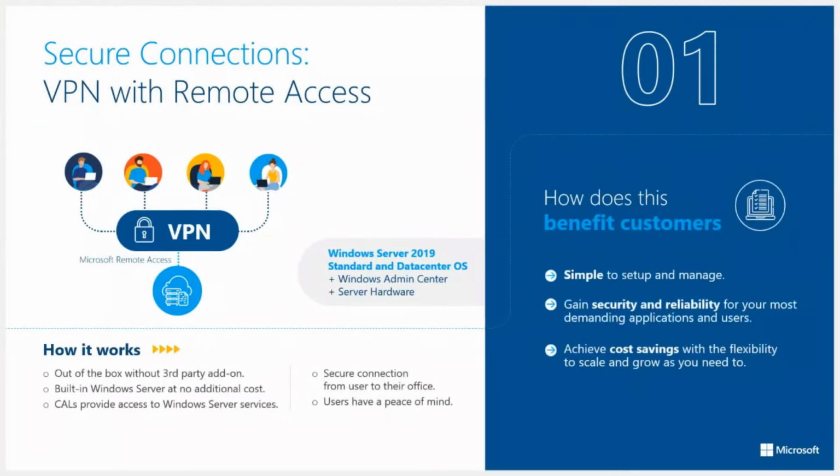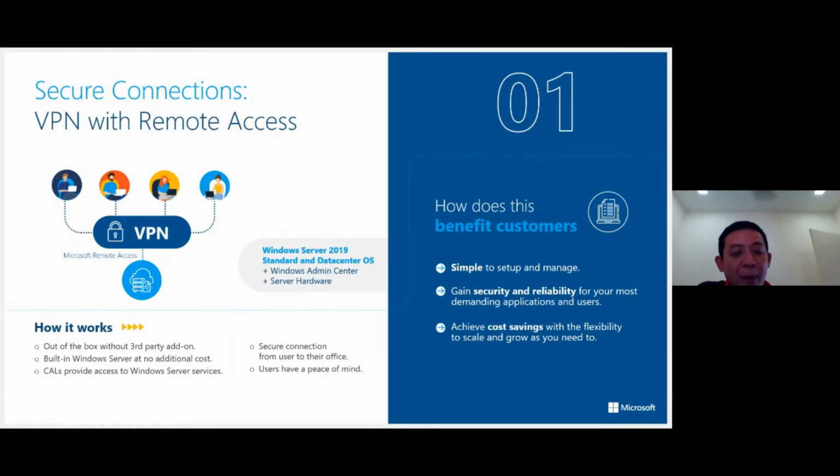First, we typically look into a VPN solution. Microsoft Windows Server 2019, and since the old days of Windows servers, already comes with the Microsoft Remote Access services feature built in without any additional cost. You can just turn on your Windows server and enable the feature, and you're ready to manage your applications and provide your users access to them. The users only need a Windows desktop and a configured VPN connection, without any third party add-on cost. This is very cost effective, at no additional cost, and simple to set up for a small SME environment customer, achieving cost savings with the flexibility to scale and grow as you need.